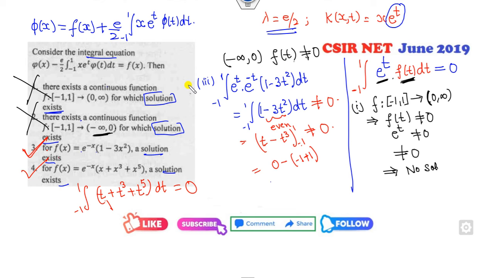You can check whether this integration is fine. That's 1 minus 3t^2. Integration of this is t. Integration of this is t cube by 3. The 3 will be cancelled out. 1 minus 1, 0. It's minus 1, and it's minus minus plus 1. That's 0 again. So that means C and D are the correct answers of this problem.